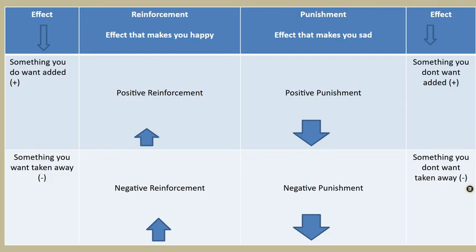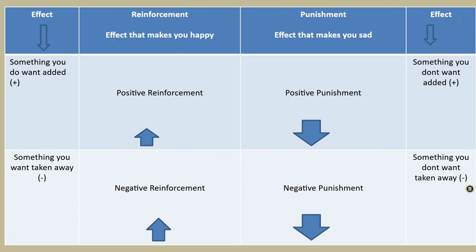Punishment makes you sad. So putting those words together, positive reinforcement, it's when something is added or given to you, something you want is given that makes you happy. Positive punishment is when something is added that you don't want added that makes you sad. Negative reinforcement, negative being taken away. Something is taken away that you want taken away, so it makes you happy. Negative punishment, something is taken away that you don't want to be taken away, and that effect makes me sad.